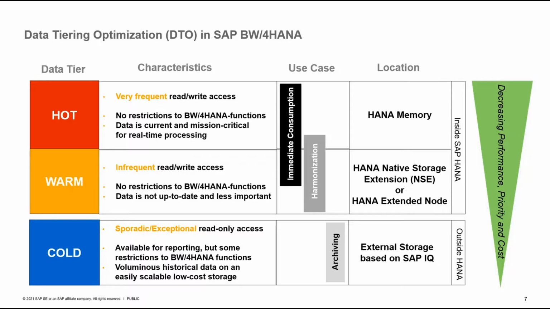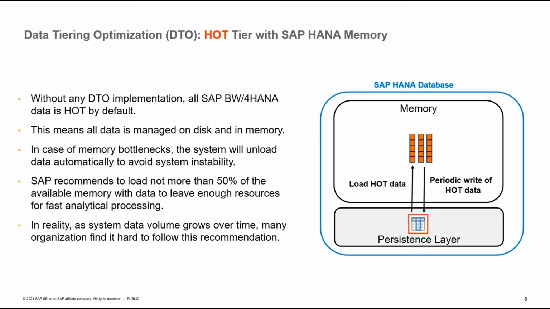In the following, I will introduce these 4 tiers and the technologies behind that. And then we will have a look how BW for HANA is able to process these displacement and the whole concept. Well, let's start with the hot tier, which is the standard HANA memory. So without any data lifecycle management concept, without any DTO, all data is by default hot, is all managed in memory.